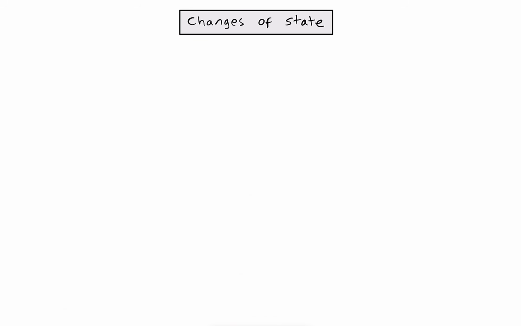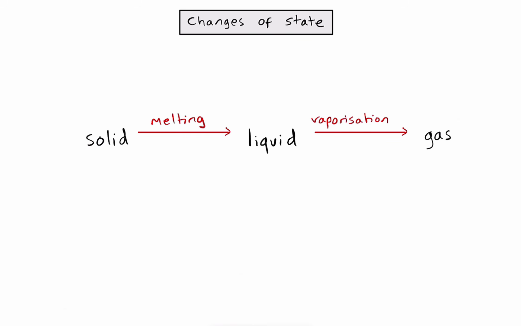Okay, let's have a look at the changes of state we need to know about in IB chemistry. And what we're really interested in is naming the changes of state between the three most common states of matter, which would be solids, liquids and gases. So first of all, if we are to get from a solid, let's imagine an ice cube, to liquid water, we would be talking about the process of melting. If I continue to heat my liquid water, it would eventually turn into a gas through a process of vaporization.